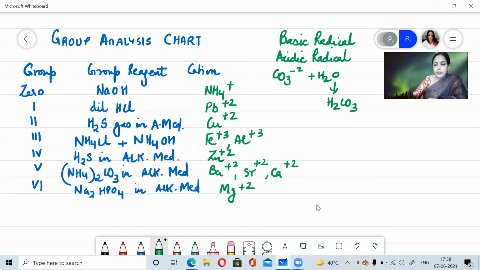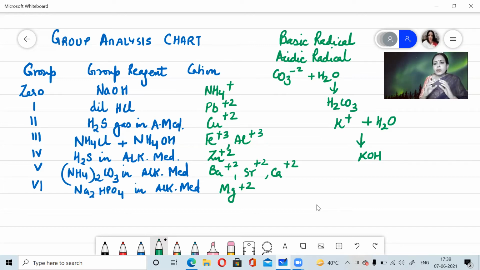Whereas when we take a basic radical, suppose K plus ion, which is the most active cationic species to be considered, it will form a strong alkaline solution, that is of KOH. Therefore, all your cations in water, they form a basic or an alkaline solution. Therefore, they are known as basic radicals, and all the anions in water form an acidic solution. Therefore, they are known as acidic radicals. Now we move to this chart.